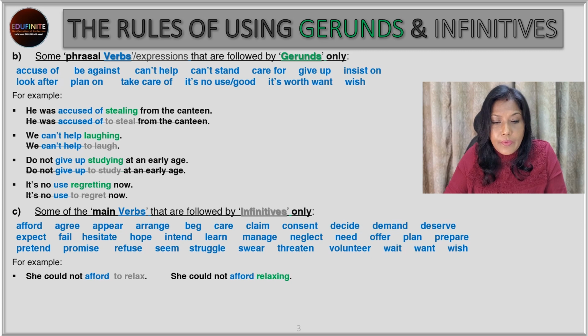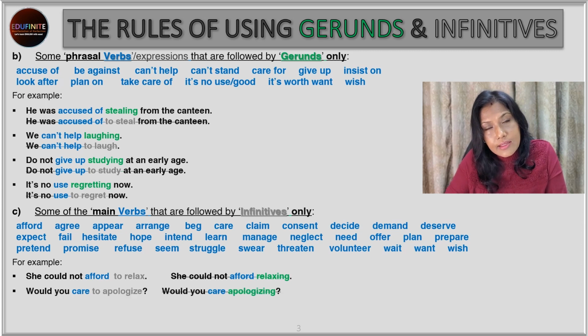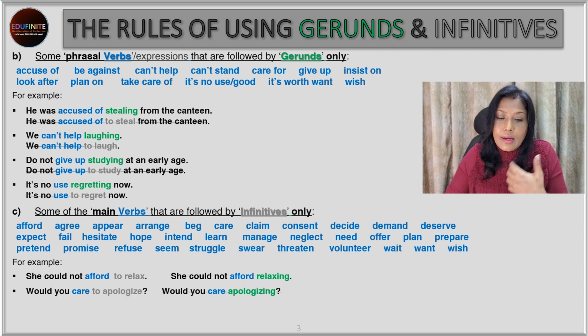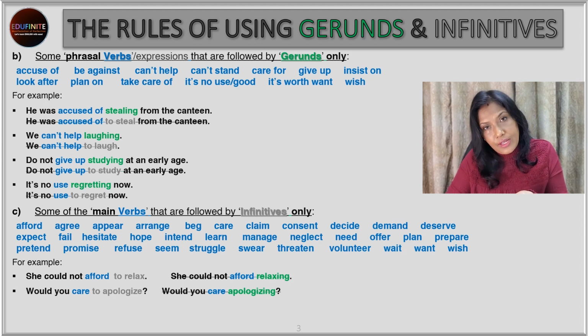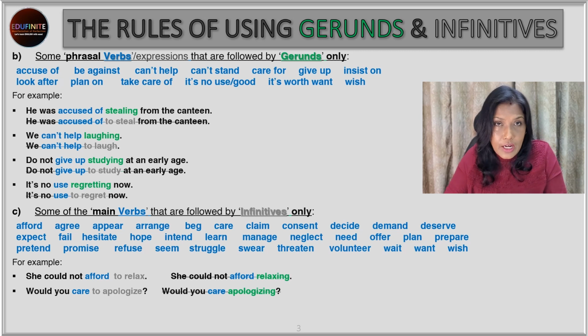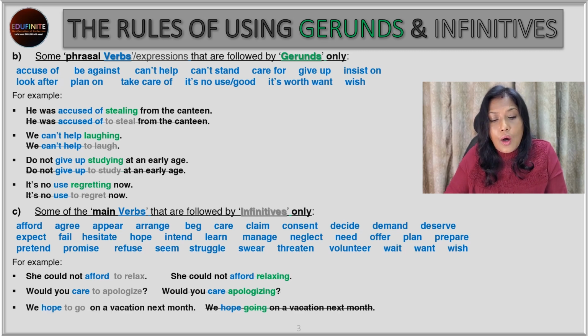Well, the next one. Would you care to apologize? So again, after care, it's the infinitive form to apologize, and it cannot be would you care apologizing? That's wrong. And the next one. We hope to go on a vacation next month. So to go, that's the infinitive form. We can't say we hope going on a vacation next month. That's wrong English.